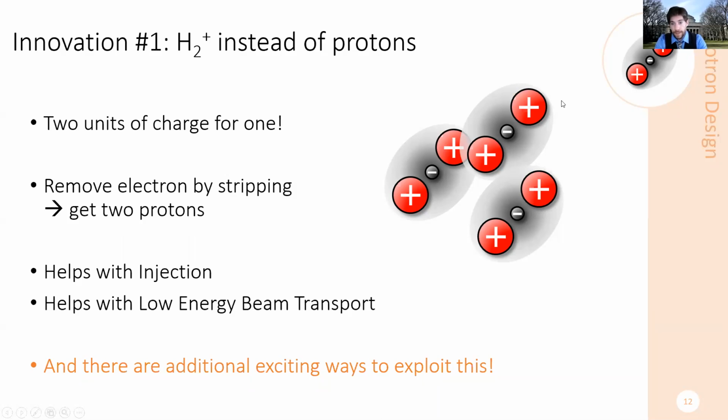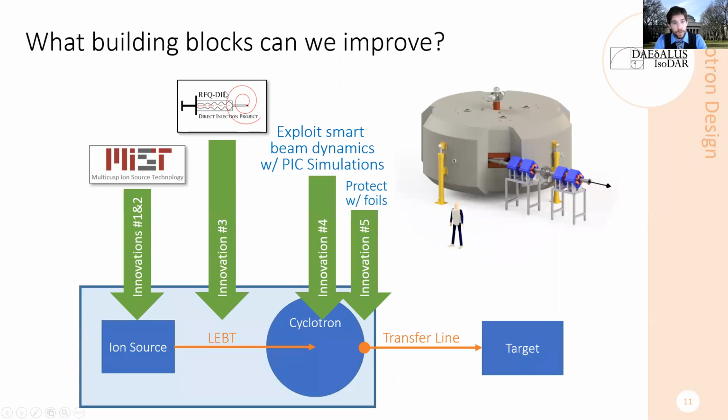H2+ is twice as heavy, so that means we need a larger machine, and we need to accelerate to a higher energy overall. So instead of 60 MeV, we need to accelerate to 60 MeV per AMU. But it's not a perfect balance, so we still win a lot by accelerating H2+ instead of protons in terms of space charge. So this helps with injection, it helps with the LEBT, and there's actually some other exciting way to exploit this, and I'll talk about this in a little bit, keep you in suspense for just a couple of slides more.